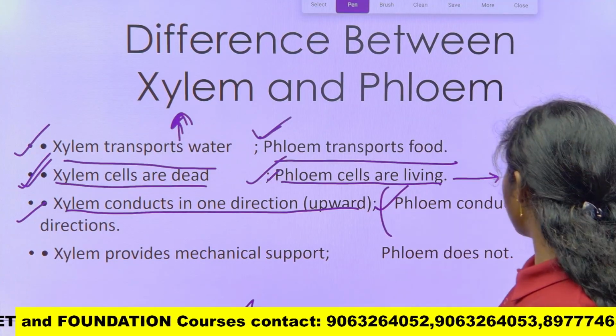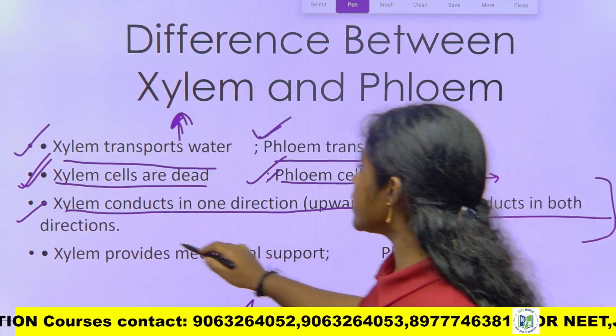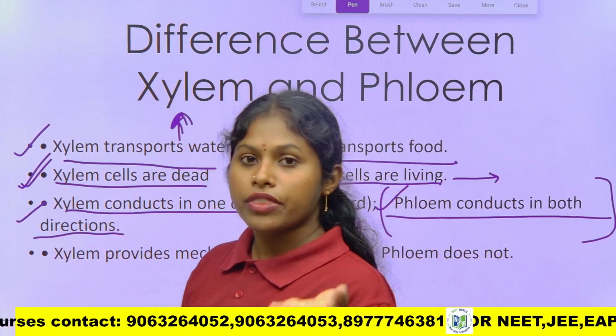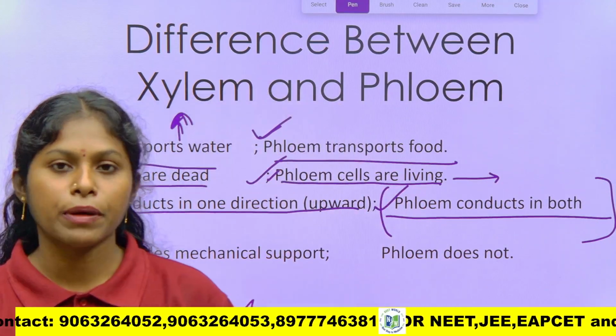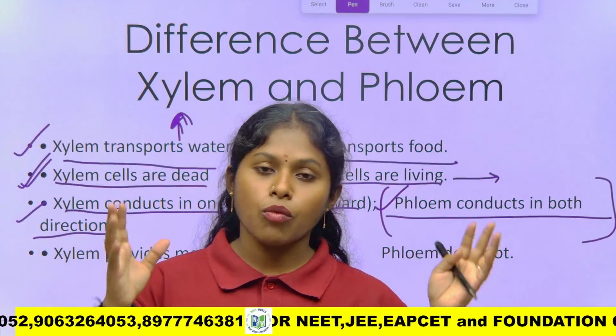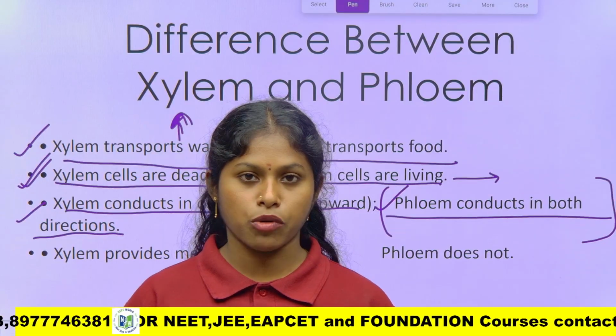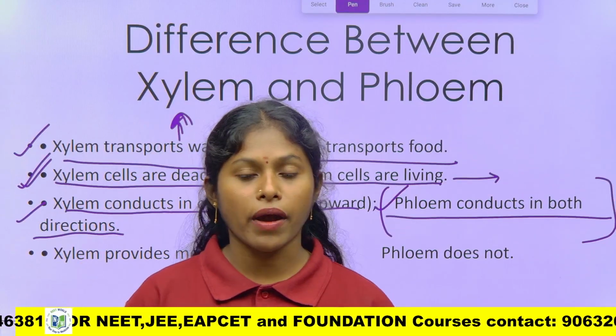Coming to the phloem, these are the delivery ones. Phloem conducts in both directions. Why both directions, children? Because the kitchen of the plant is the upper part of the plant, right? Photosynthesis happens in the leaves. So whatever food is present will be delivered to all parts of the plant body, right? Because the roots also require food.